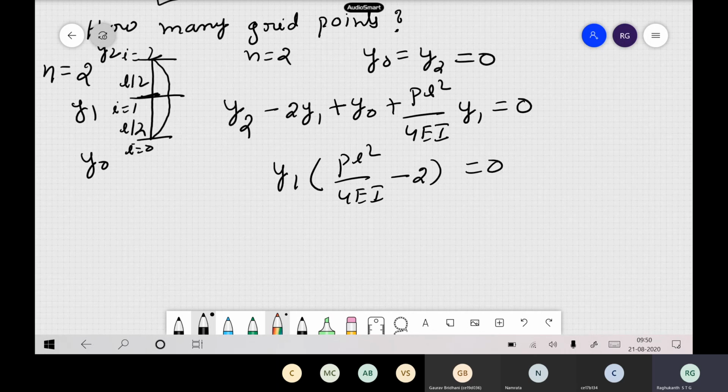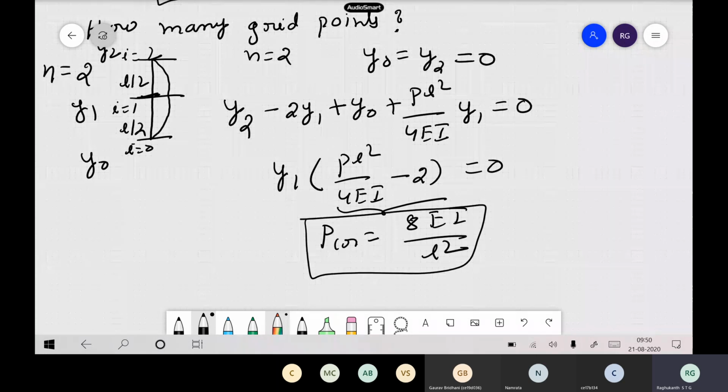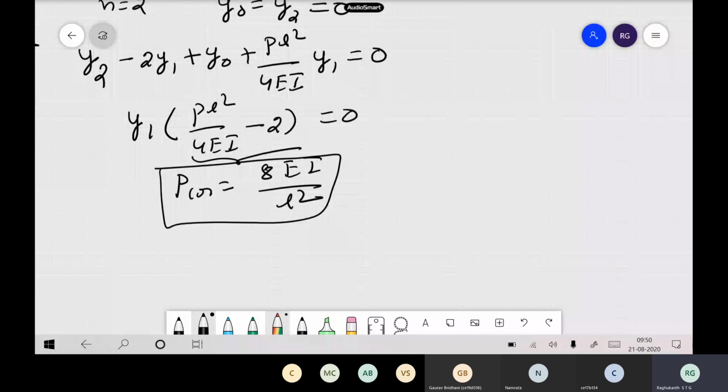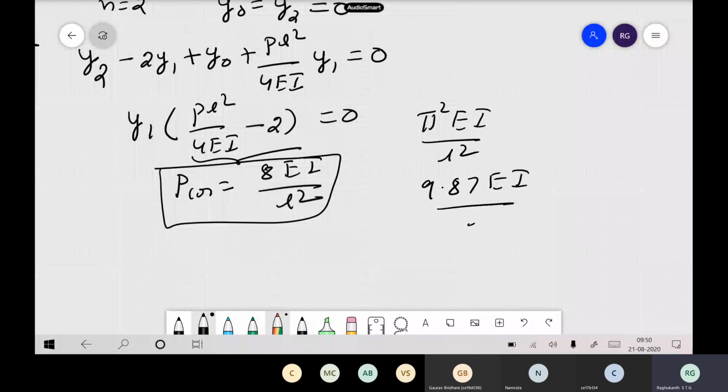Since y1 cannot be 0, for a non-trivial solution this portion has to be equal to 0. So your PCR becomes 8 EI by L square. This is your buckling load. Now what is the exact answer for a simply supported column? Pi square EI by L square, that means 9.87 EI by L square. So the error is 18%. With just one approximation we are getting 18%.